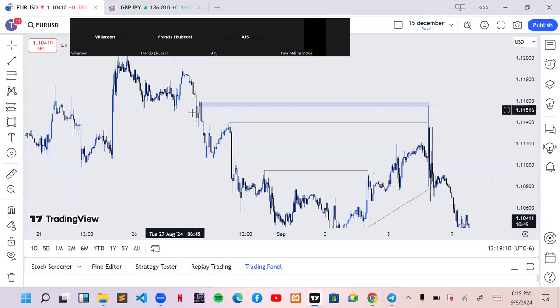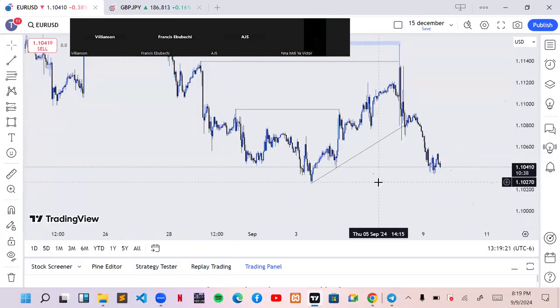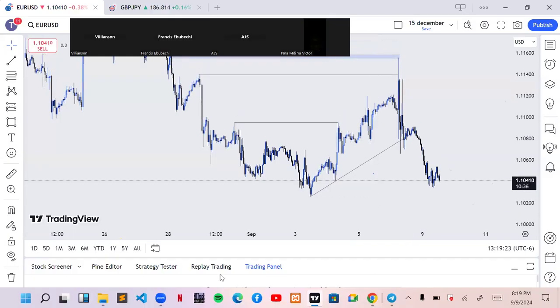Market block structure here. This is a block of structure. It broke this zone here and also broke this zone. This is the other block. This is the inducement. So that was why EU buys failed, because the market was in another downtrend.